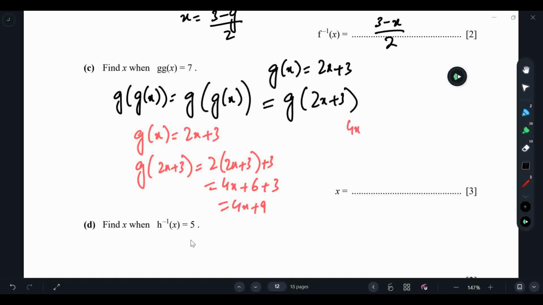Now they were saying that this should be equal to 7. So 4x plus 9 is equal to 7, which means 4x is equal to 7 minus 9, which means 4x is equal to minus 2, which means x is equal to minus 2 by 4, that is minus 1 by 2.